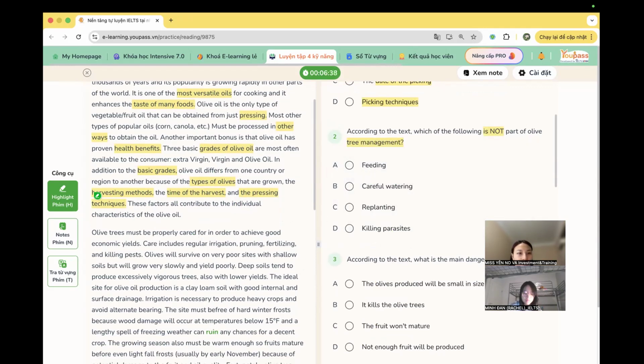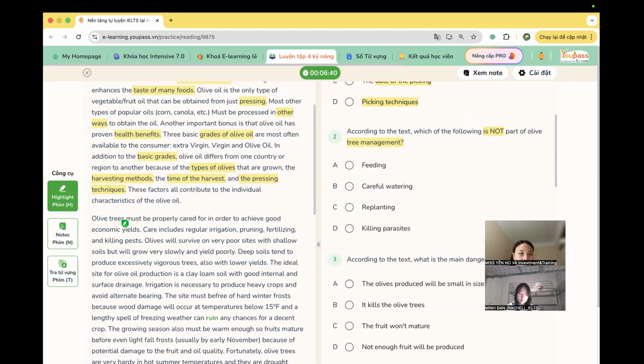Okay. So follow up to the next paragraph. You can hear olive trees must be properly cared for. That means the management to achieve good economic yields. So care includes irrigation. Irrigation means watering, pruning, fertilizing, and killing pests. So which one is not a part of the management?